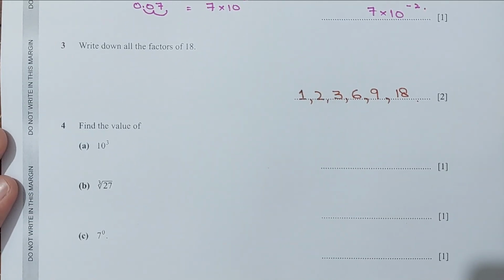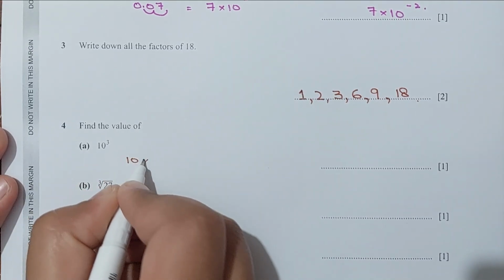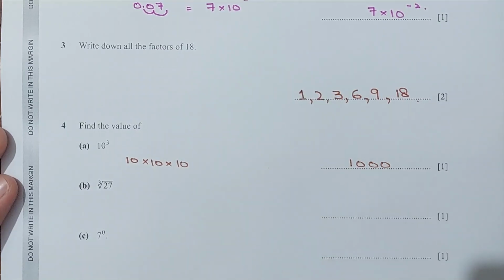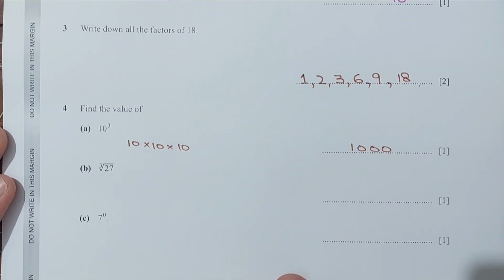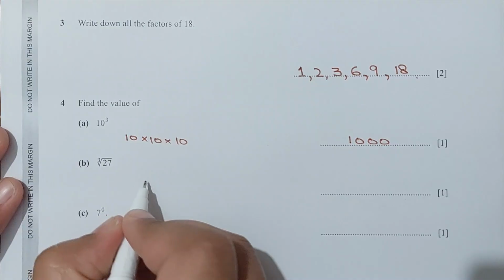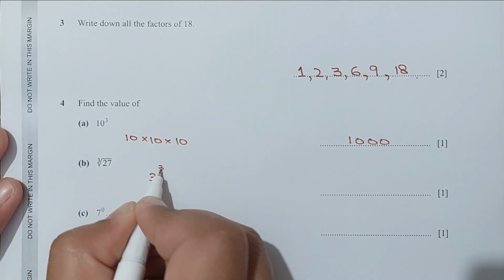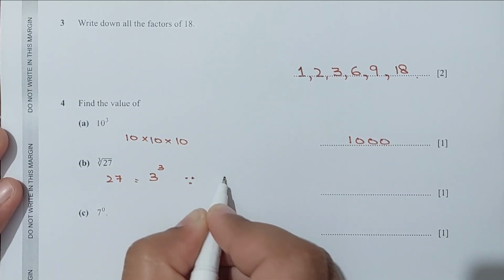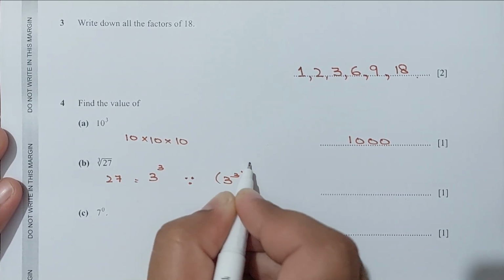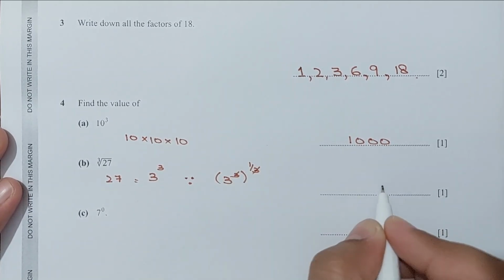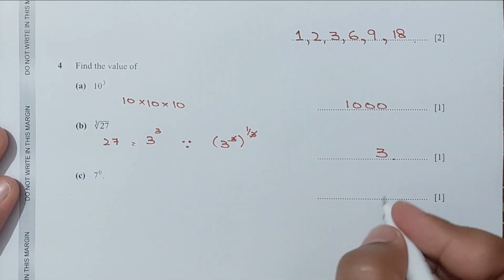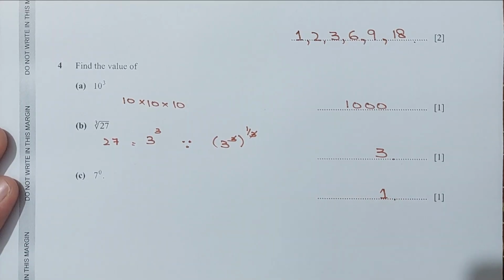Question number 4, find the value of Part A, 10 cubed. 10 times 10 times 10. So it is 1 with 3 zeros. So this is 1000. Now for Part B, cube root of 27. 27 is basically 3 cubed. 3 cubed is 27, right? Now we can say 3 cubed and its cube root is the power 1/3. So this 3 and this 3 are cancelled out. We are left with 3 only. Part C, 7 to the power 0. Any number to the power 0 is equal to 1.